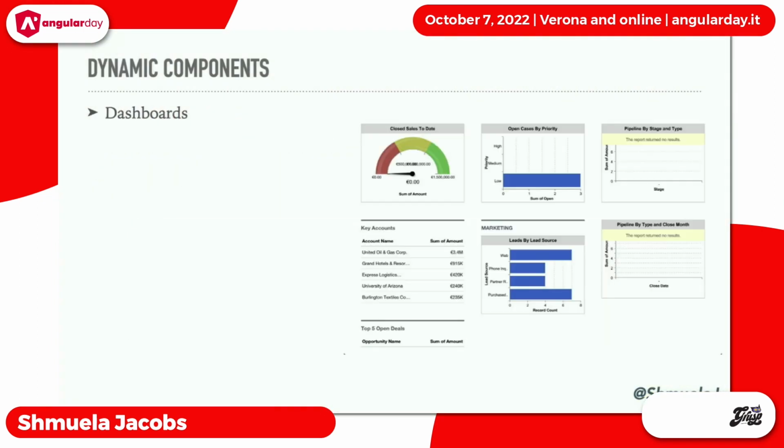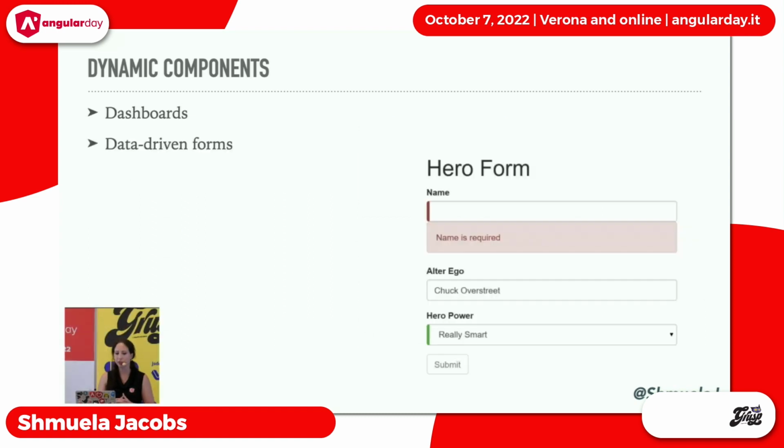Great. Awesome. So more use cases for dynamic components. Here are the use cases. So like I said, dashboard, and data-driven forms. Say you want to load forms by configuration, or maybe even load a form component, an input of a certain type, according to the previous input.